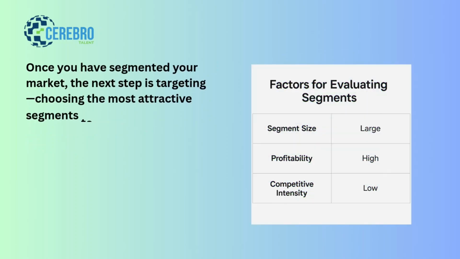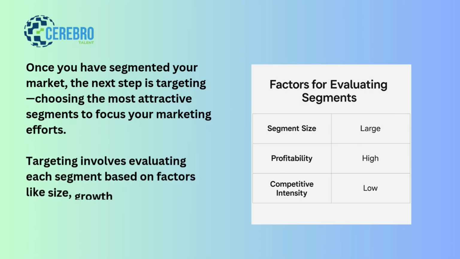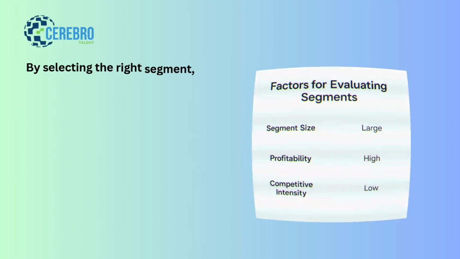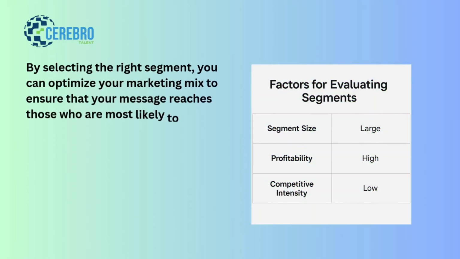Once a market is segmented, the next step is targeting, selecting the most attractive segments to focus your marketing efforts. In this scene, we define targeting and explain its significance. Targeting involves evaluating each segment's potential and aligning it with your business goals. A comparative chart on screen will highlight factors like segment size, profitability, and competitive intensity. By choosing the right segment, businesses can optimize their marketing mix for better engagement and conversion rates. This clear focus enables tailored strategies that resonate more deeply with the intended audience.